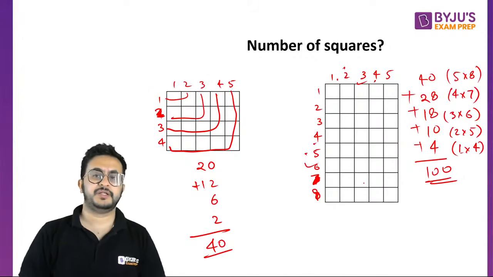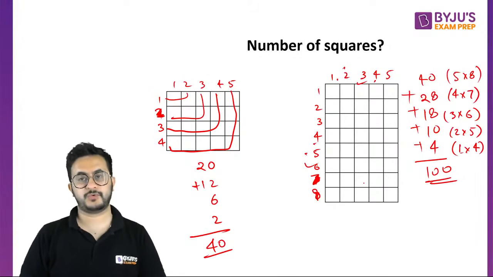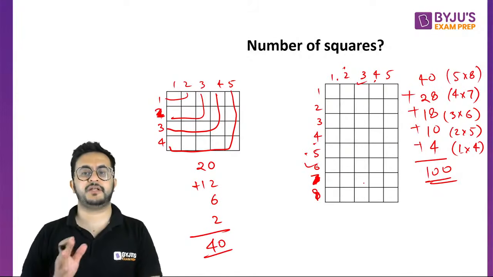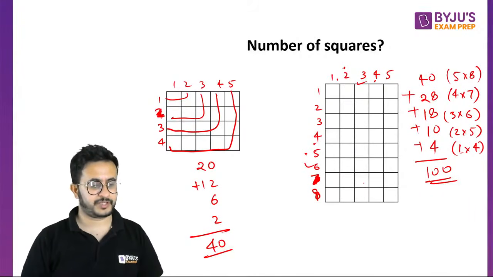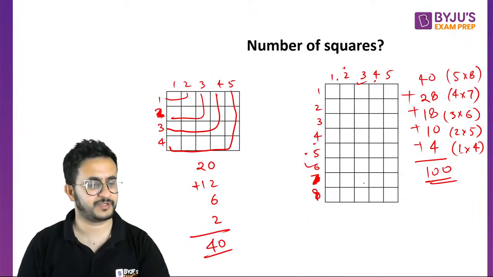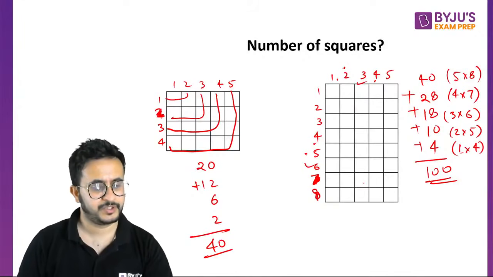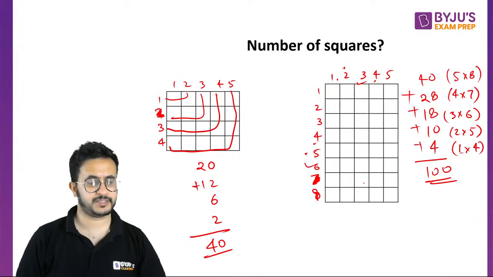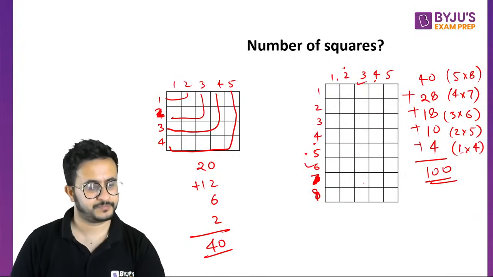Okay, so that's how we get the number of squares in such figures wherein the number of rows and columns are not equal. If the rows and columns are equal, we use n into n plus 1 into 2n plus 1 by 6.